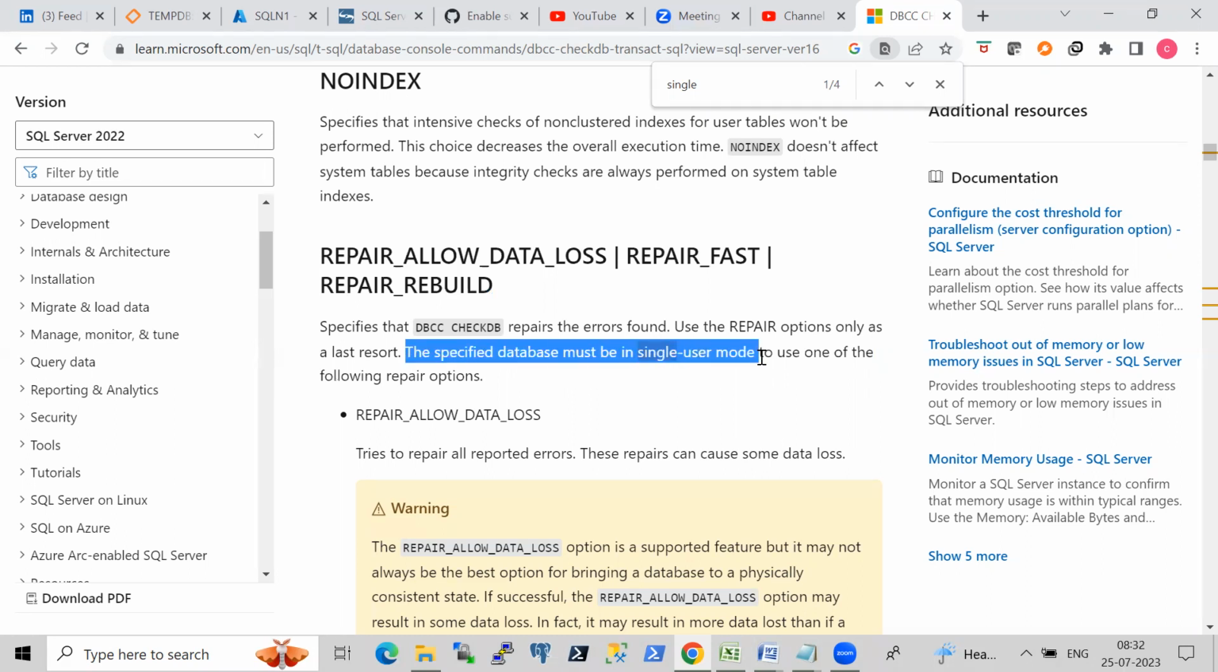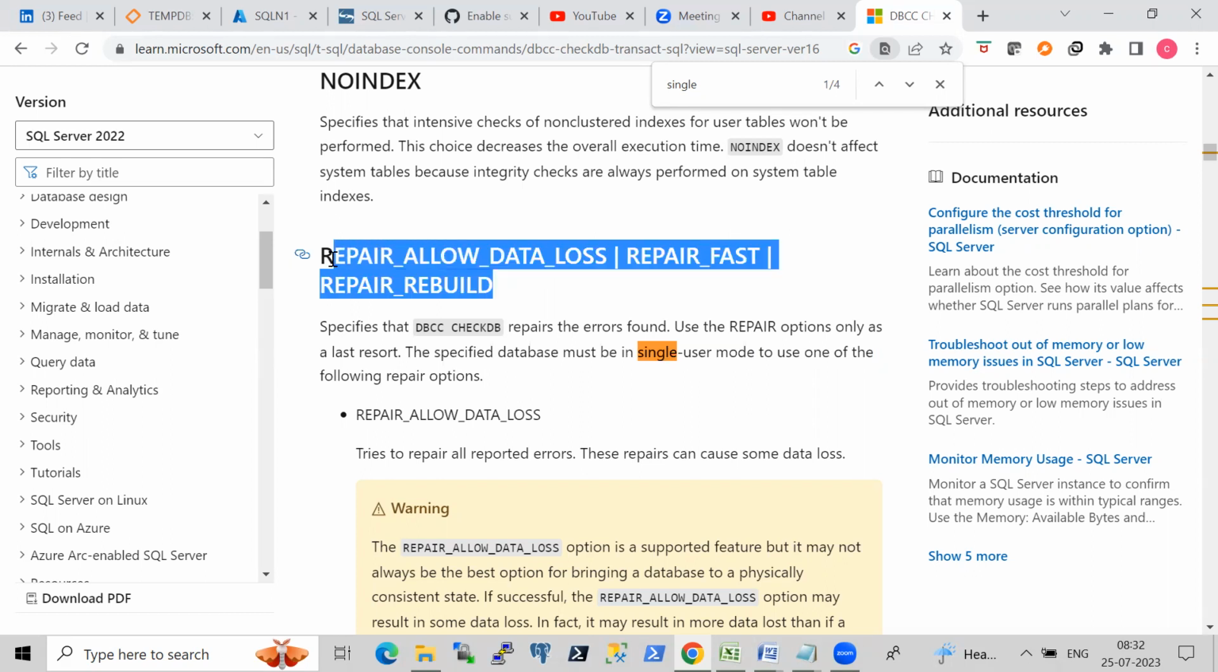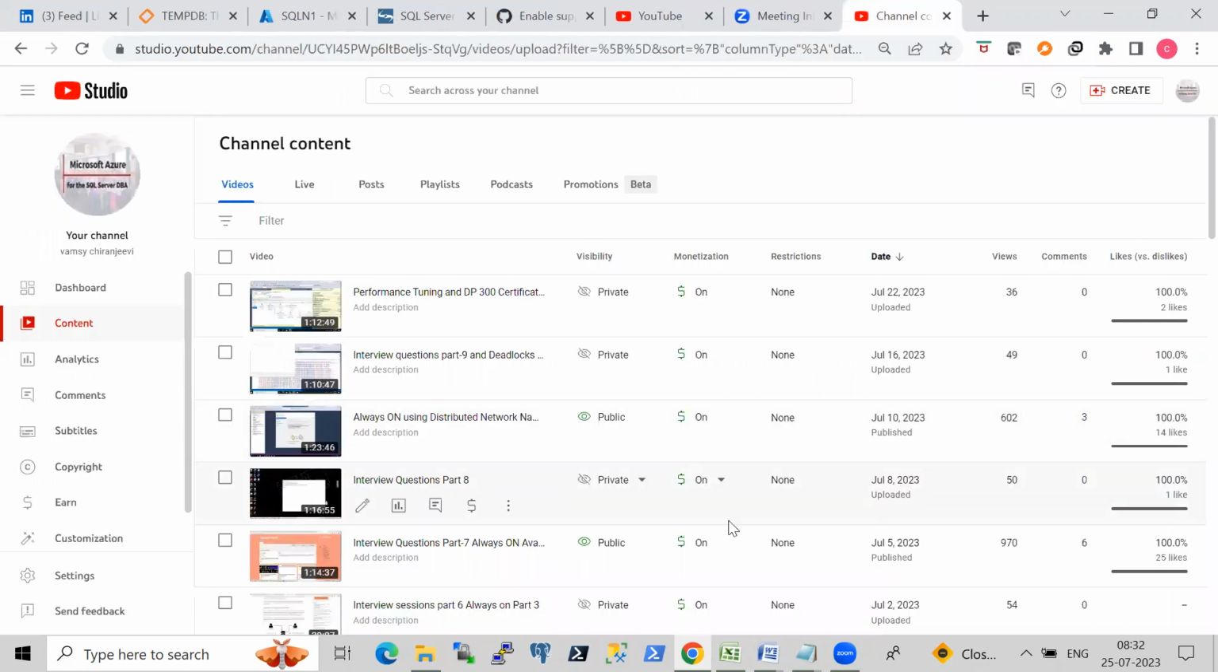Very clearly they have written, but no one will give us the right answer if I ask this question. They always say no one should be able to connect. No, that's not the case. It is a requirement to make use of these options for CheckDB. Okay, got it? Clear? If I ask the same question again, don't say people should not be able to connect when doing this repair. No, that's not the answer. Let's move on.